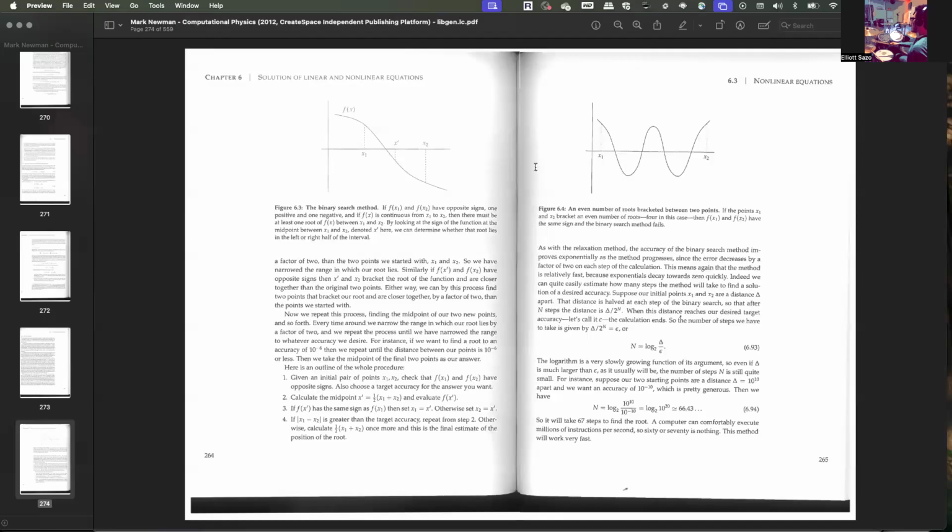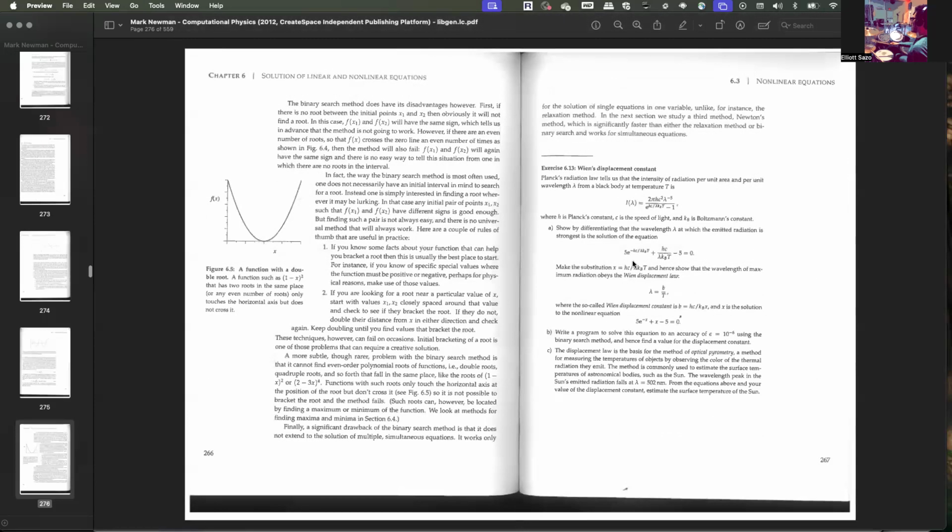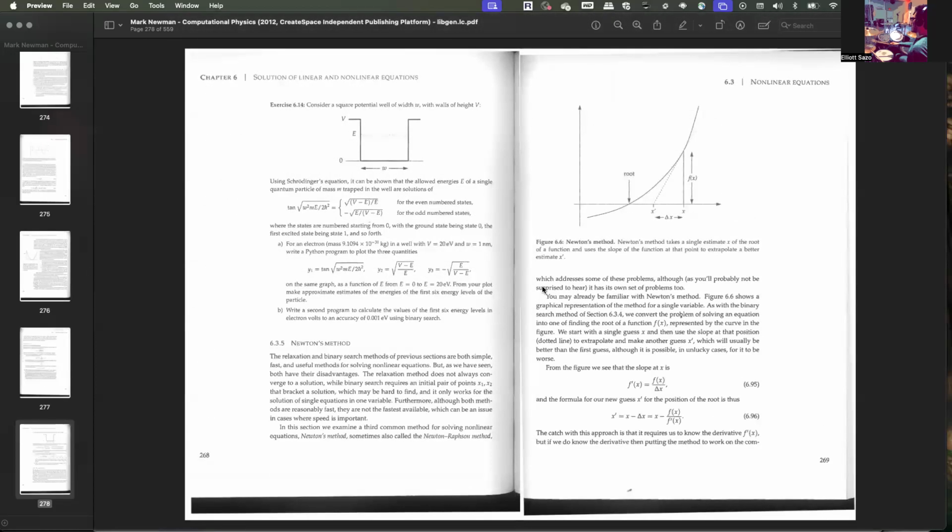Okay, so that's one technique. We're going to use that. That's really fun. You can use that for Wien's displacement law. You can derive the displacement law. And then you have Newton's method. And Newton's method is quite similar to Euler's method. What we're doing here is we're taking advantage of the derivative. The derivative tells us which direction to go, right?